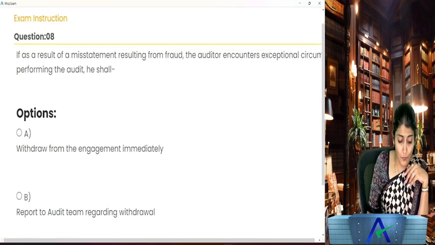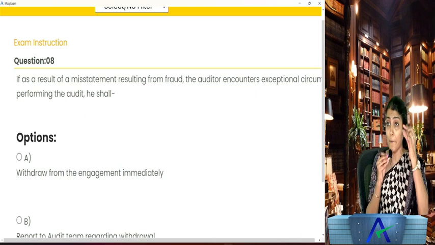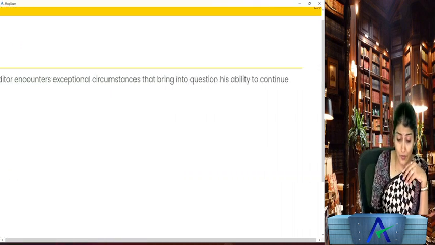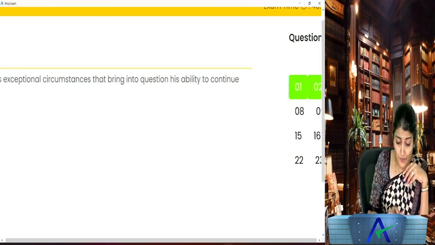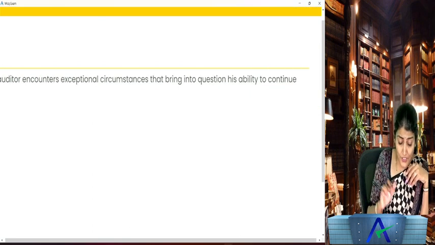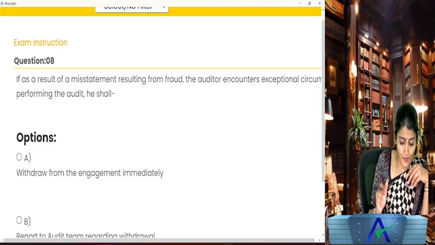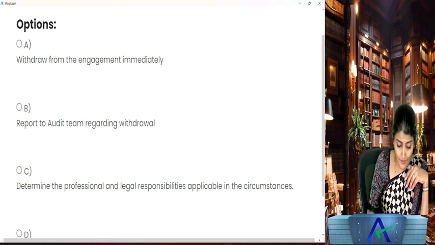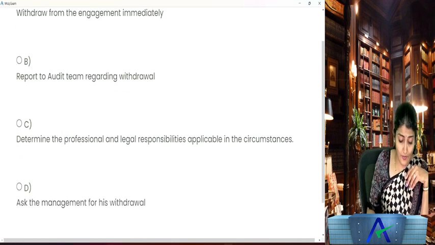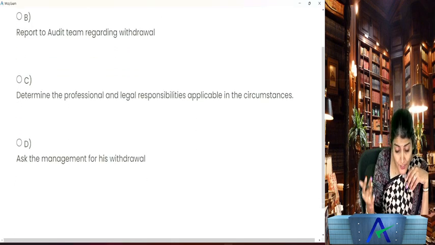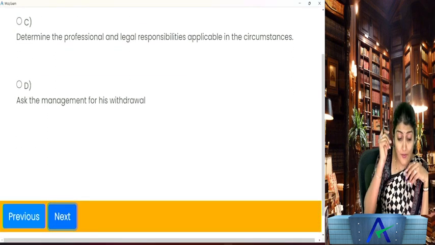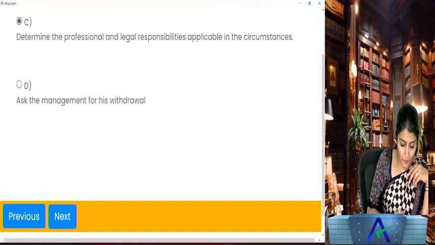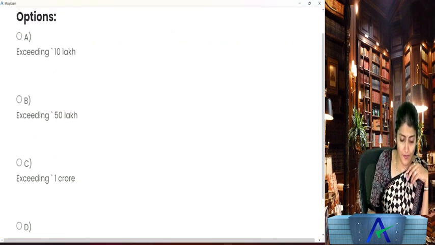Okay, right. Then what does it say? If as a result of a misstatement resulting from fraud, the auditor encounters exceptional circumstances that bring into question his ability to continue performing the audit, he shall withdraw from the engagement immediately, report to the audit team regarding the withdrawal, determine the professional and legal responsibilities, or ask the management for his withdrawal. Right? Determine the professional and legal responsibilities as applicable in these circumstances.